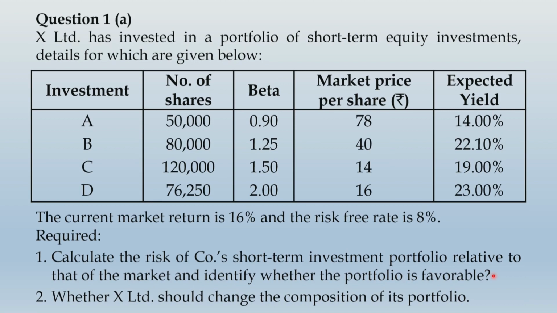If you carefully observe what the question is asking, you have to calculate the risk of the company's short-term investment portfolio relative to that of the market. So which is the risk of the portfolio relative to that of the market? It is basically beta. So the question is asking you to calculate the portfolio beta, which you can easily compute as the weighted average of the betas of these individual securities, and how to ascertain the weights, that I have also explained. And then by computing the portfolio alpha, you will be able to assess whether it is positive or negative. Accordingly the portfolio will be favorable or unfavorable.